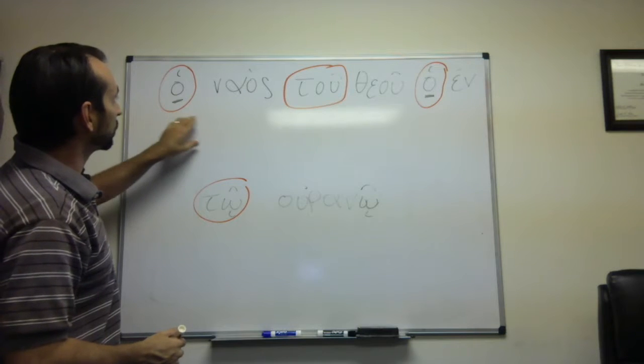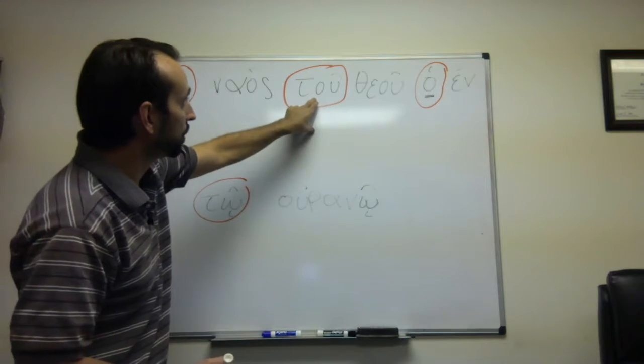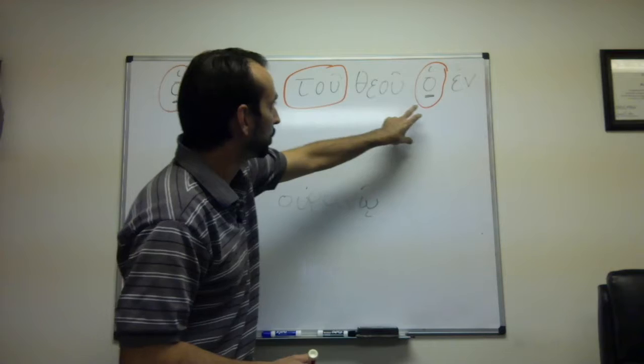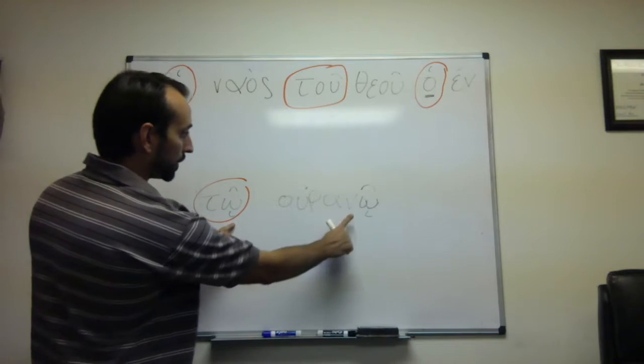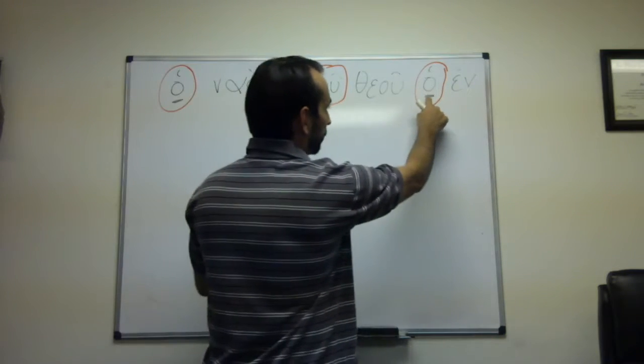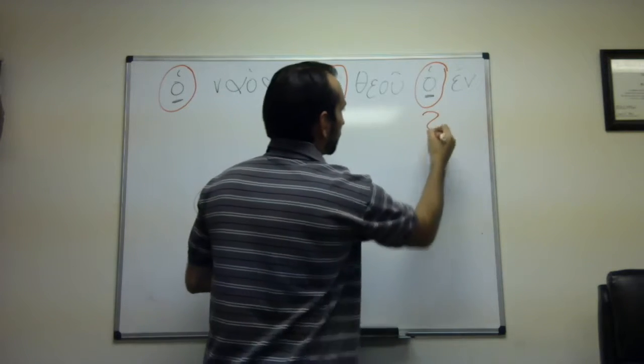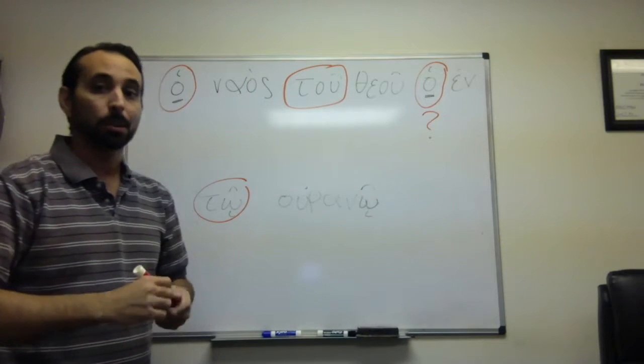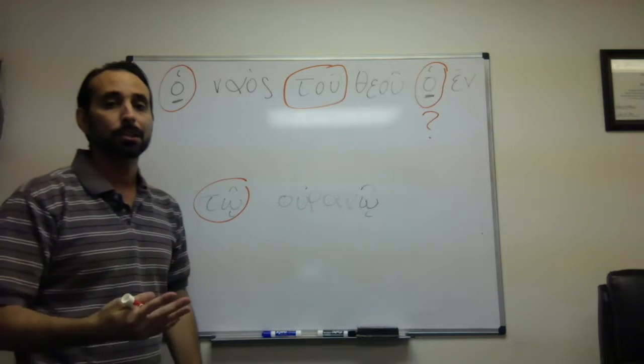So this article goes with this noun. This article goes with this noun. But wait a minute. And this article goes with this noun. But what's this article for? Right here. That doesn't have a noun going with it. Well, this is an example of roping. You can do this in Greek language.